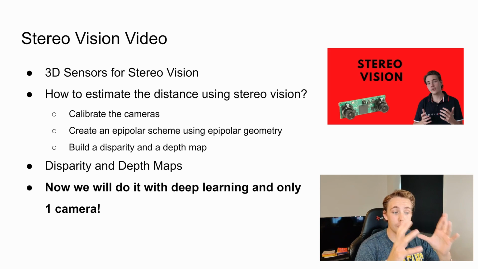But now we will do it with deep learning, and we're only going to use one camera, or one image, that we pass through this model, and then we'll get the depth map, which corresponds to the depth map we'd get by combining all the things we've been through in the computer vision tutorial. So now we just need to pass it through a model, and we get the result.